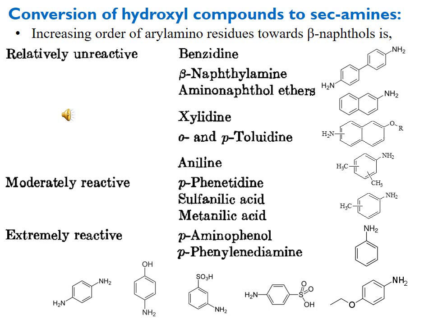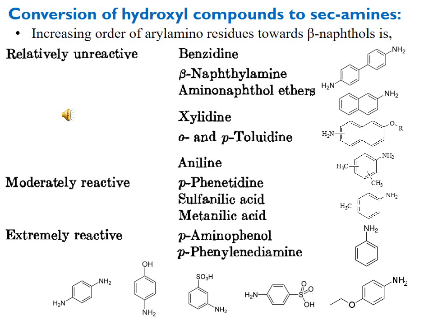Next is aniline. All of these reagents are relatively less reactive towards this reaction of the conversion of hydroxyl compounds into secondary amines. The second type is the moderately reactive species. These are para-phenetidine, that is para-ethoxyaniline, and then sulfanilic acid having sulfonic acid group at para position, metanilic acid having sulfonic acid at meta position. All of these three are considered to be moderately reactive. Then the extremely reactive compounds are para-aminophenol and para-phenylene diamine.